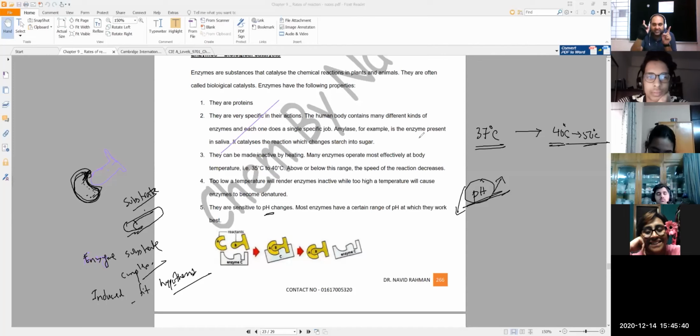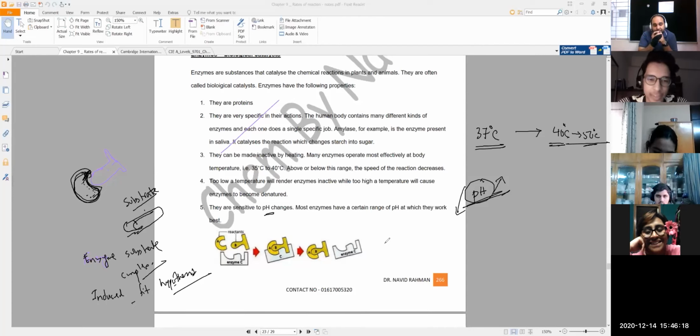Another most important one. In the Haber process, what catalyst do we use? Iron. You can use this iron in other reactions too, okay? But obviously that would not be as effective, but at least it's going to work. But enzyme is very, very, very specific.